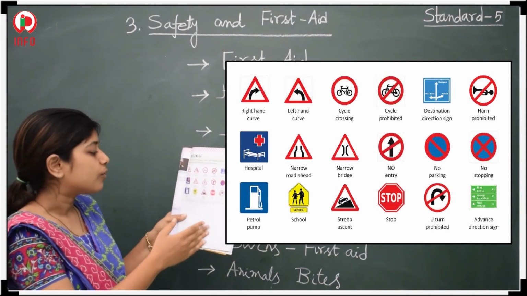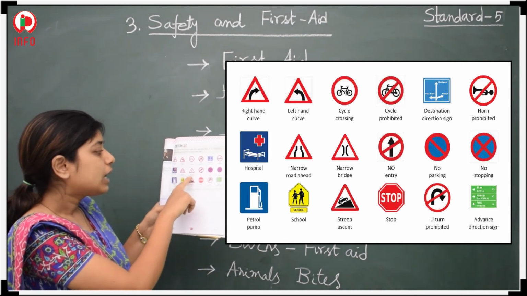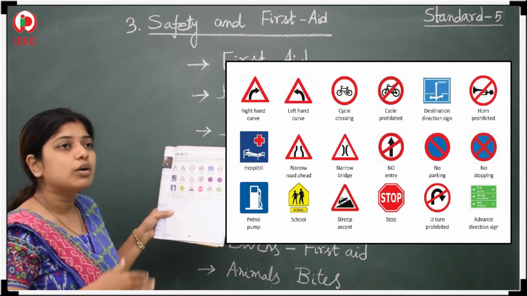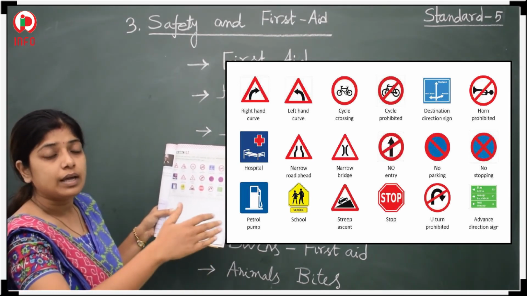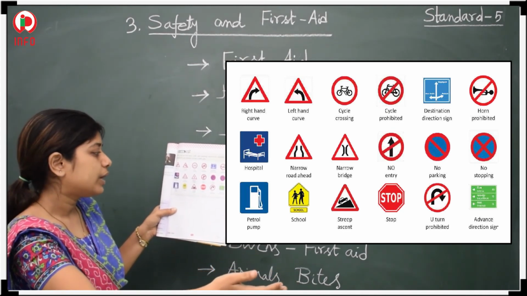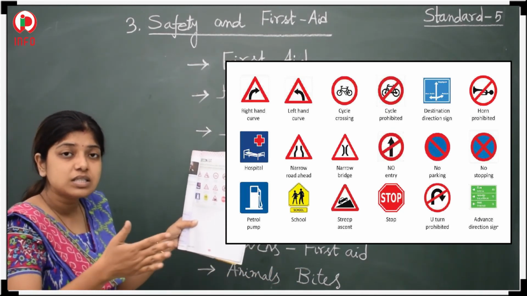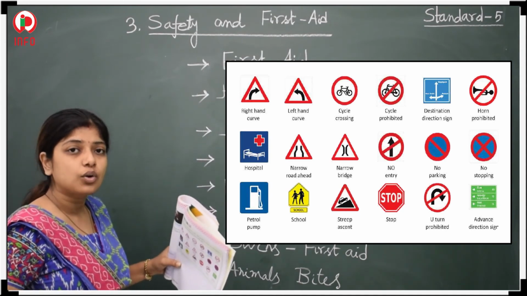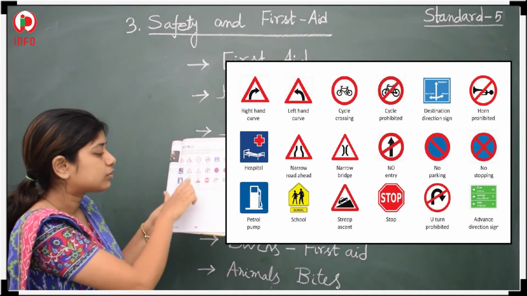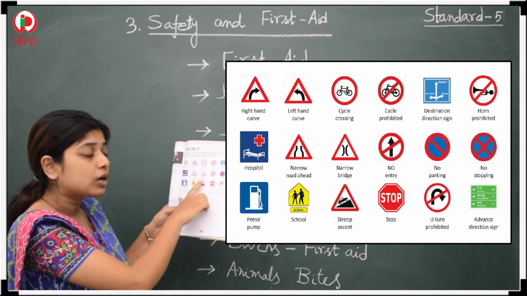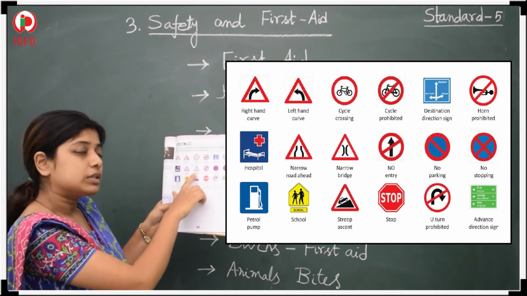That means narrow. See here, this one is the narrow bridge. Whenever you are going on the road and in front of you there is a bridge that is narrow, that means it is thin with respect to the road. So in that case you may observe this kind of sign.